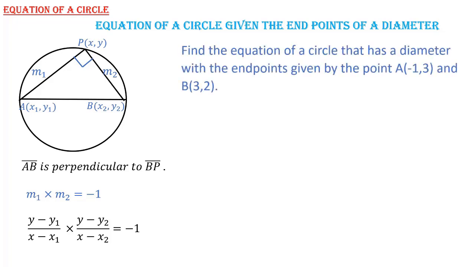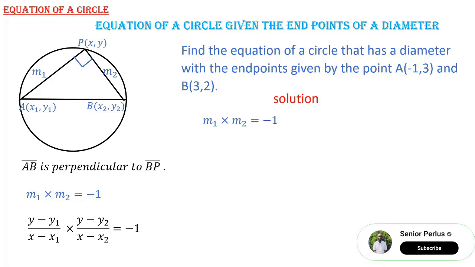Find the equation of a circle that has a diameter with the endpoints given by the points A and B. So we use this formula to solve this. And we know that to find an equation of a circle that has a diameter, we are using the gradient m1 times m2 equals -1 because we are using perpendicular lines. Like we said, line AB is perpendicular to BP. So therefore, our point, that's P, that's (x, y).